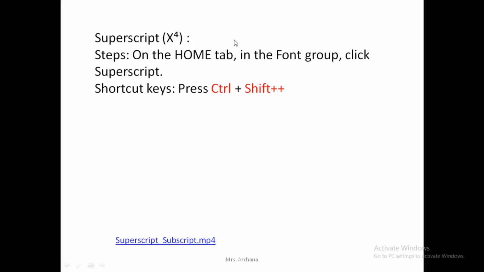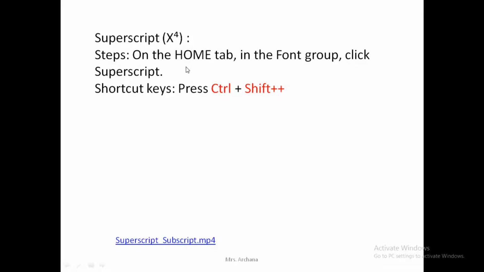So what are the steps? On the Home tab in the Font group, click the Superscript option. Okay, I will show you. Then what is the shortcut key for that? Press Ctrl, then together you have to press Shift plus the plus key. Okay, so automatically the text will be superscript.